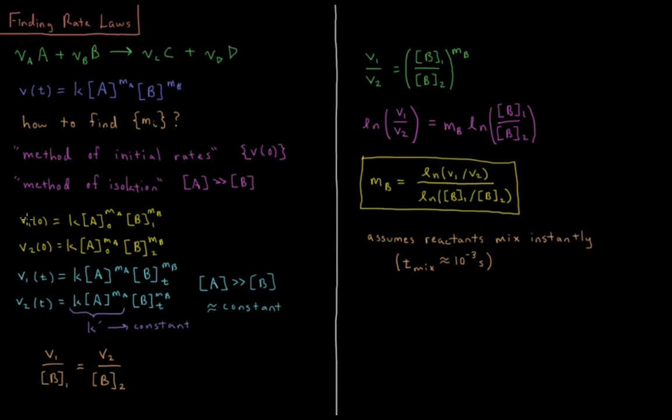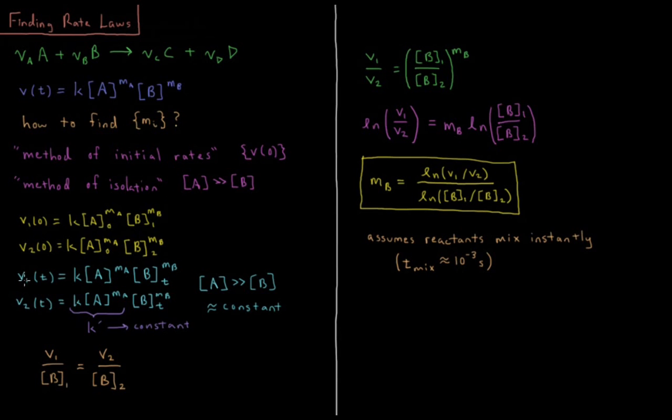So for the first case, we might look at the method of initial rates. v1 of 0 equals k times [A]0 to the mA times we have some given concentration of reactant B, [B]1 to the mB. v2 of 0 is equal to k times we have the same concentration of A, and then we have a different concentration of B. So we're going to look at how this initial rate changes using this concentration of B versus this one. So looking at t equals 0 would be the method of initial rates.